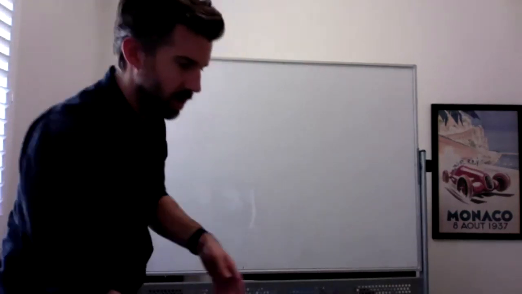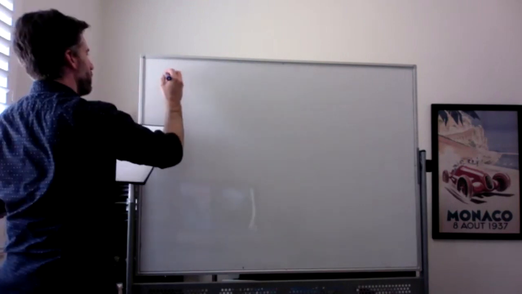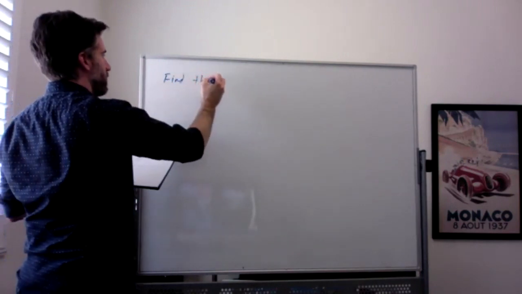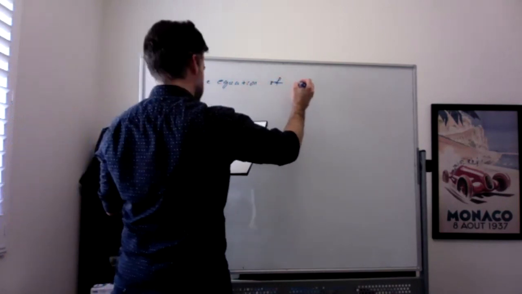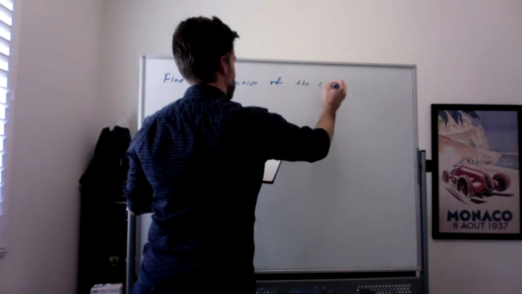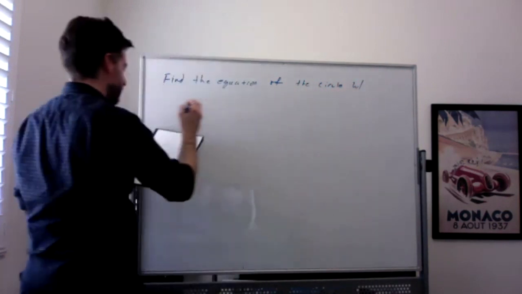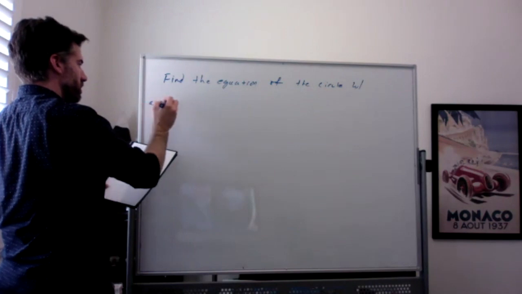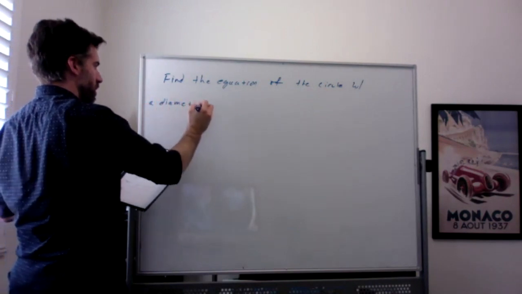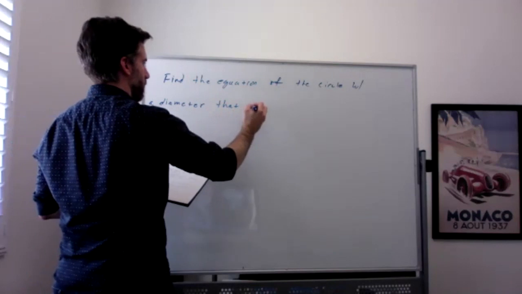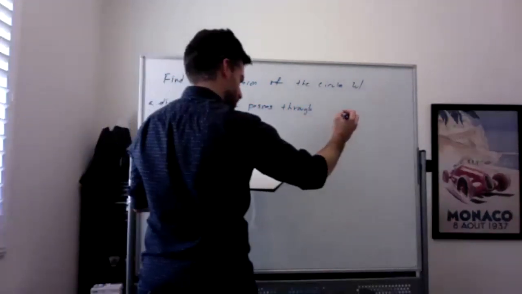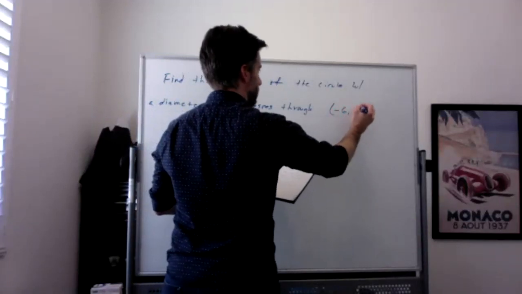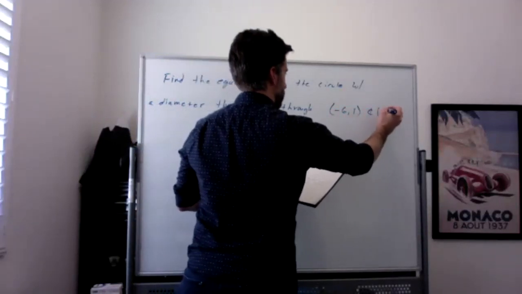So here's what we want to do next. We want to find the equation of the circle with a diameter that passes through the points -6, 1, and 2, 7.